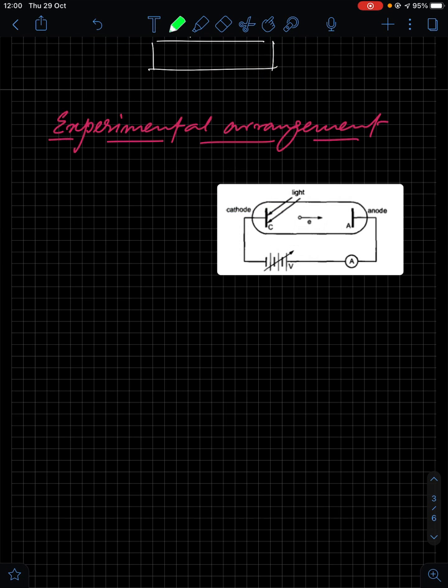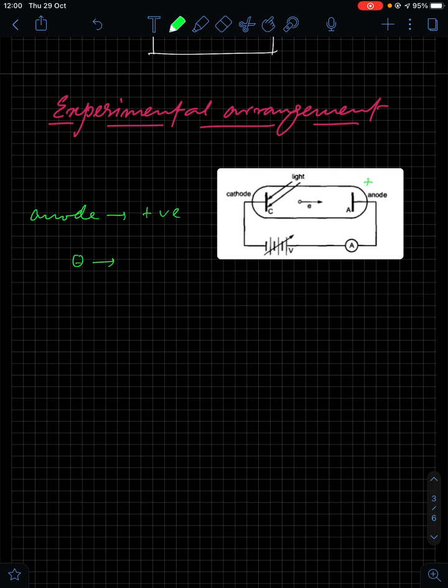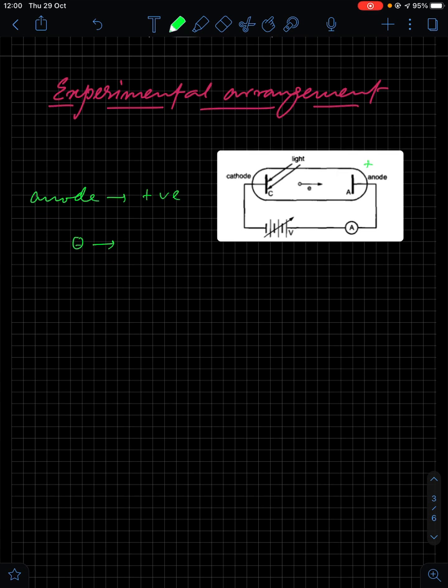Now if the anode is given a positive potential, what will happen? The electrons will naturally be attracted towards the positive potential, right? And that will constitute a current in the external circuit. Now this current will keep on increasing. If you keep on increasing the anode potential, like plus 1 volt, and then the next time you increase it to plus 2 volt, plus 3 volt, you'll notice that the electrons are accelerated.